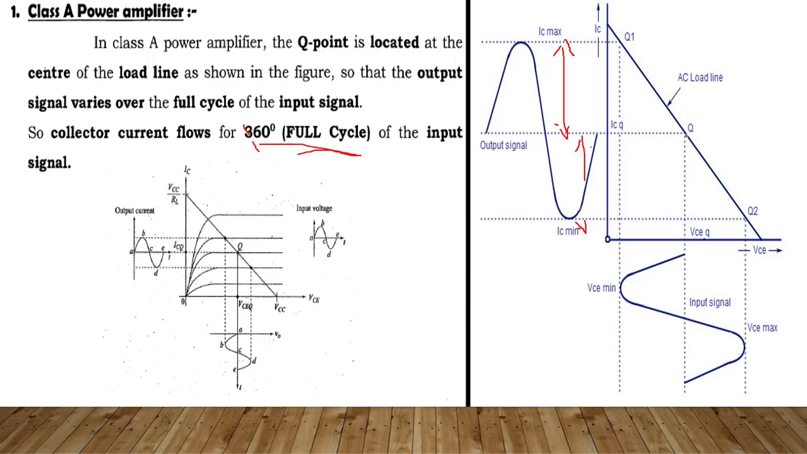Why? Because the Q point is present in the middle. So this peak also we will get, this peak also we will get. In the transistor we will only get the positive portion. If it is negative, we won't get any Q point over there. So we can call it a class A amplifier, the Q located at the center point, and we will get the full cycle, 360 degrees of the sine wave.